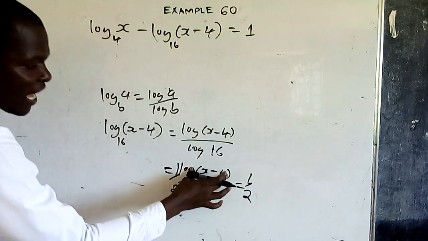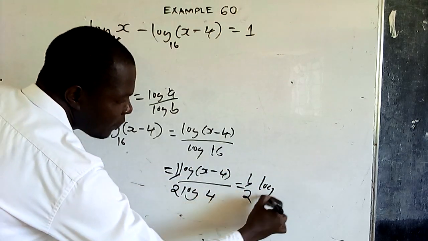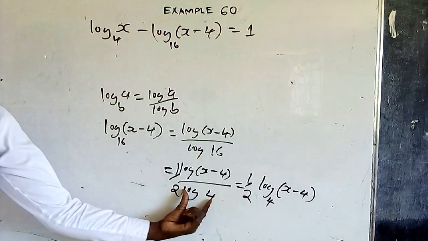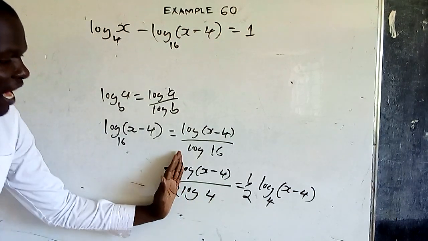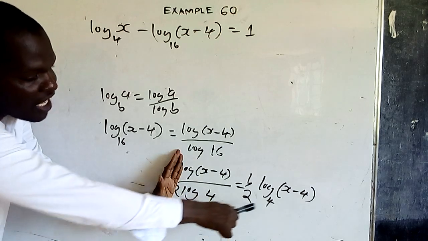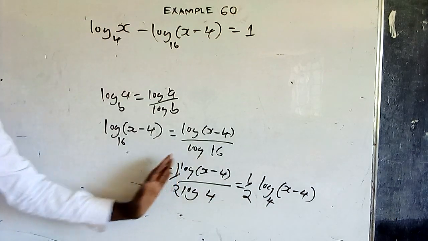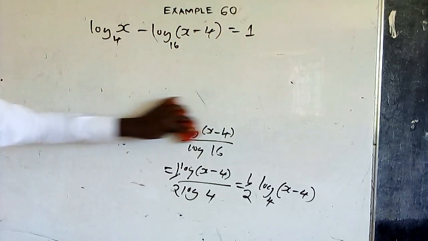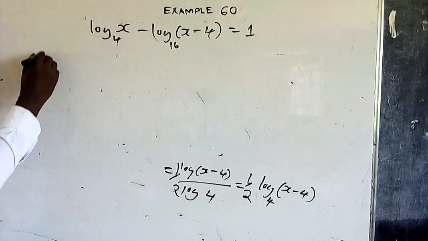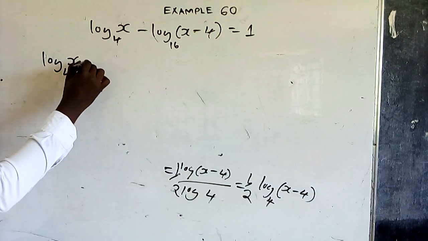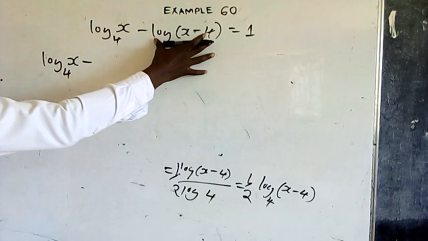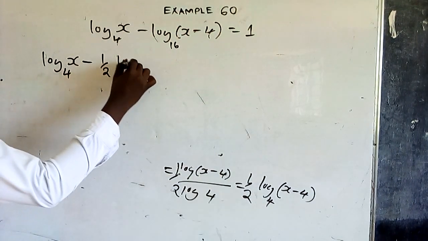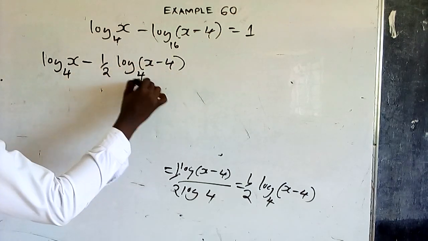Then log (x minus 4) over log 4 becomes log (x minus 4) to base 4, because the logarithm in the denominator is the base. Here we have a half, then log this over log this, meaning whatever is in the denominator is the base. So if you go back to our problem, what do we now have? We now have log x to base 4, then minus, we found that log (x minus 4) to base 16 is the same as a half log (x minus 4) to base 4.